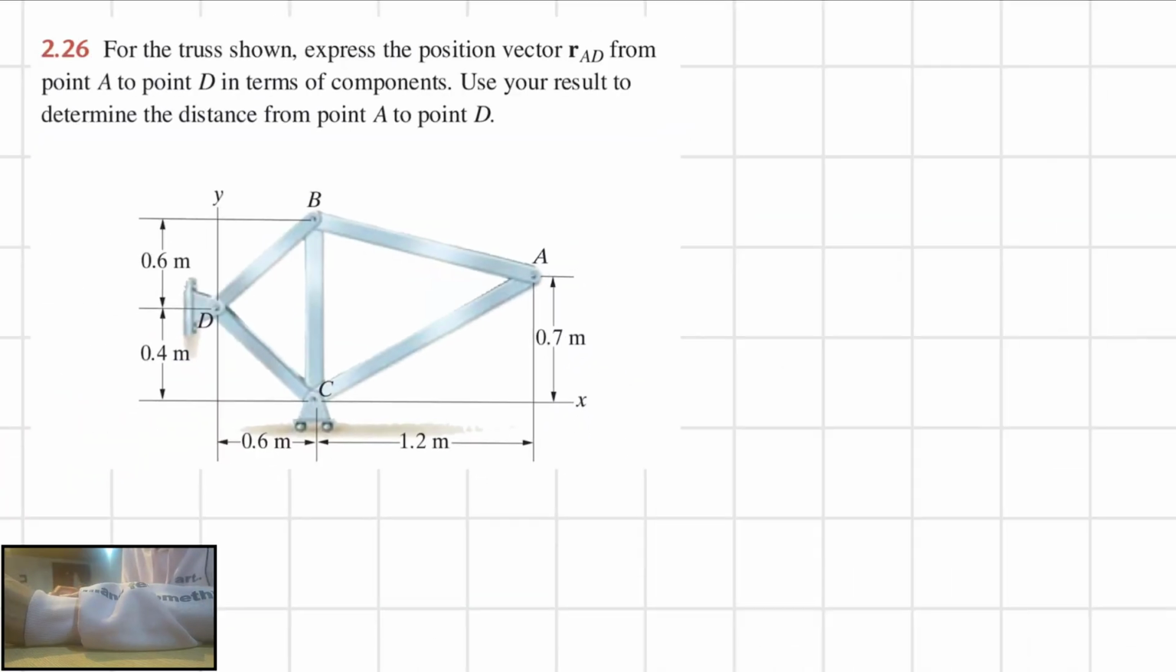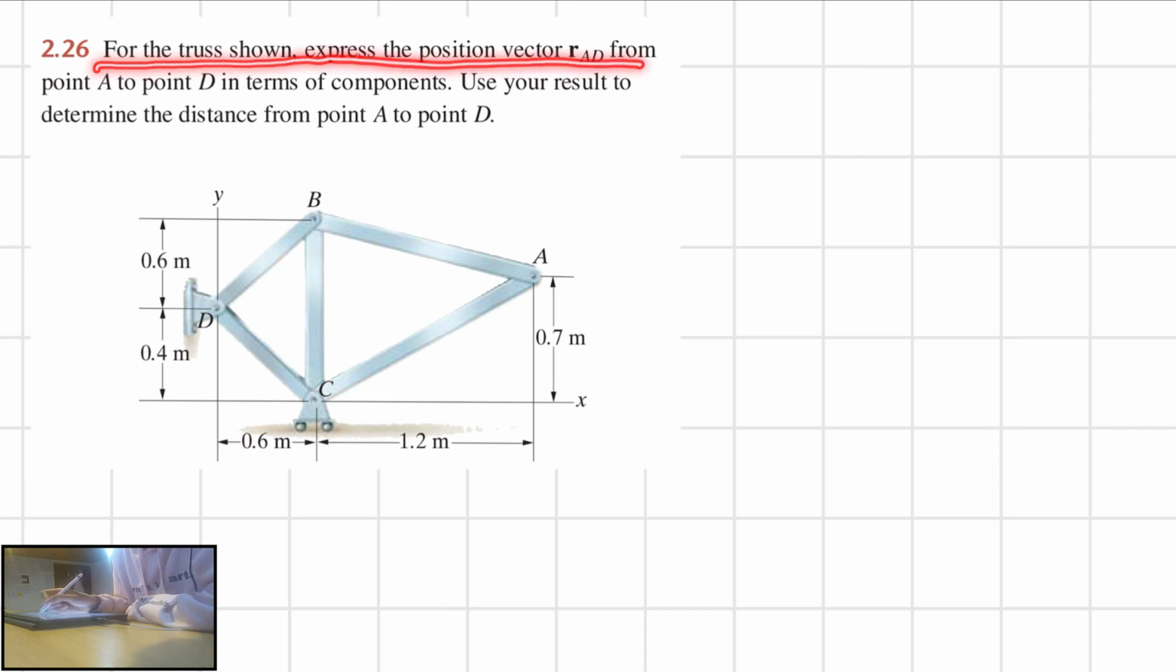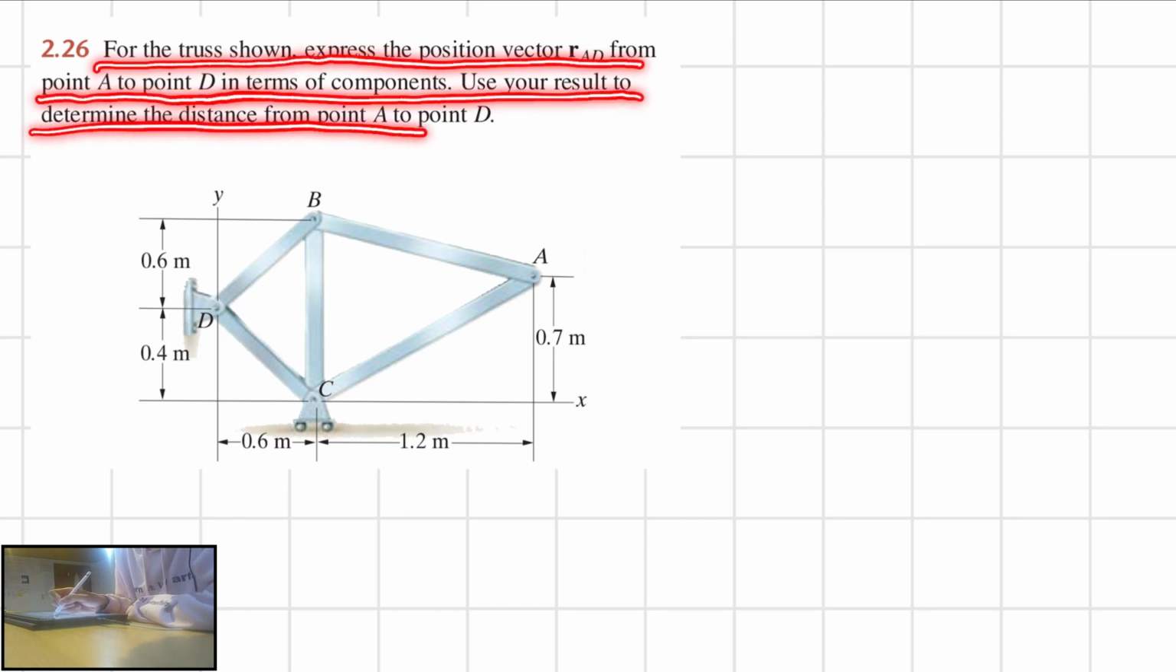Exercise 2.26. For the truss shown, express the position vector RAD from point A to point D in terms of components. Use your result to determine the distance from point A to point D.